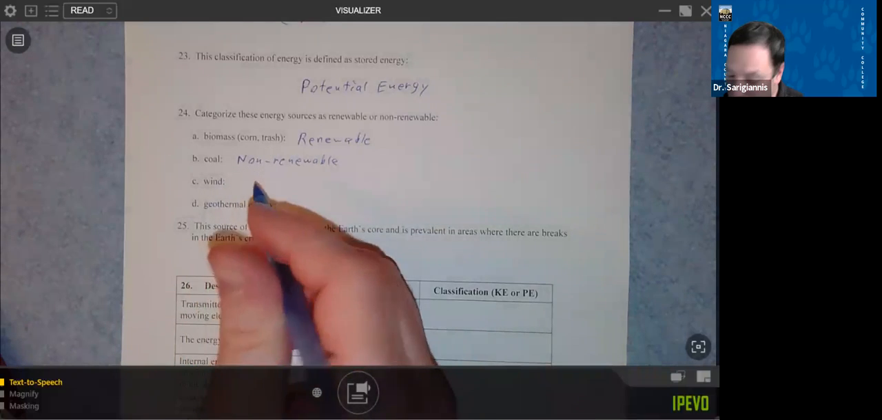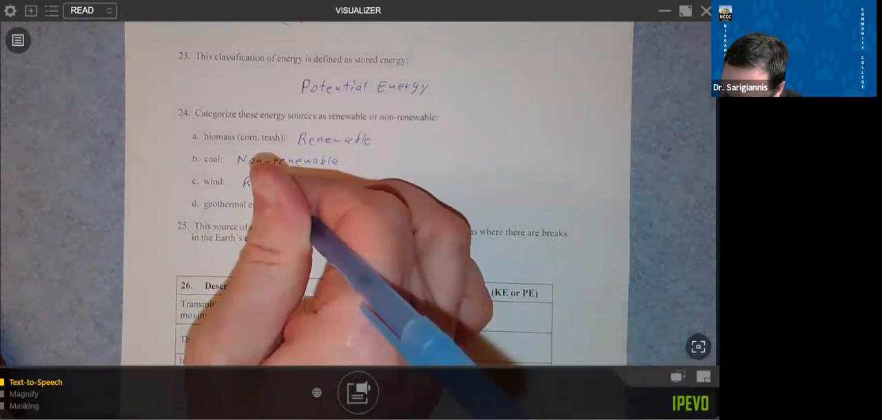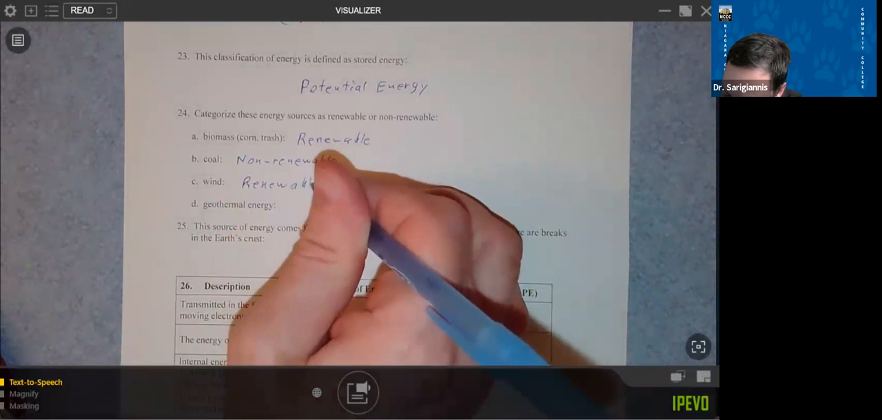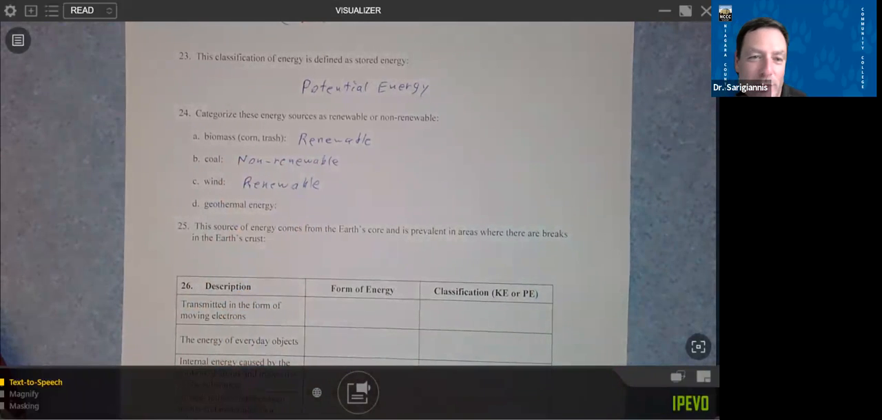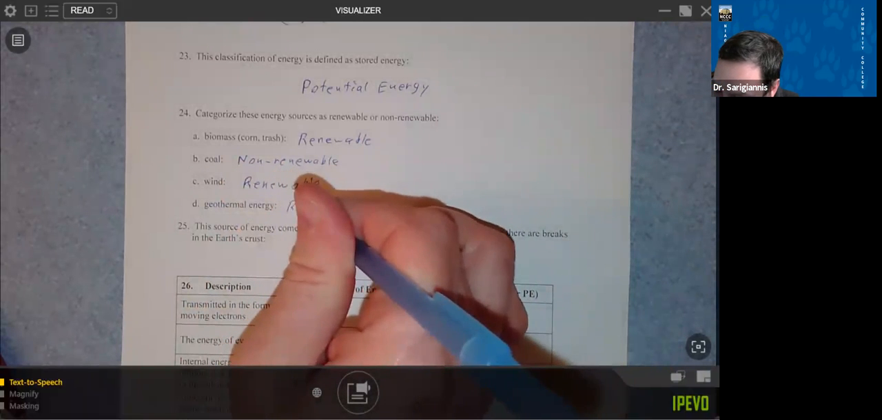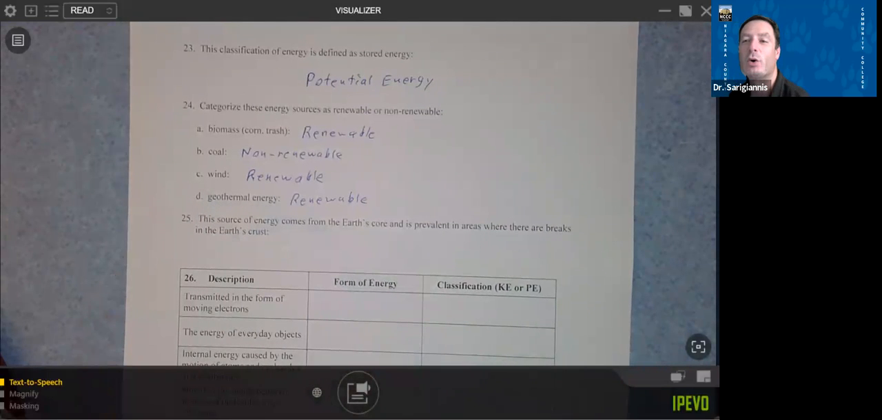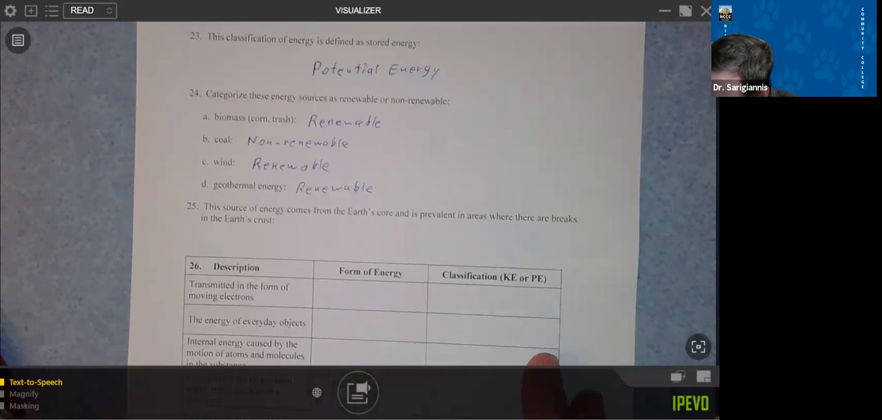Wind is a renewable resource. In fact, the energy for the wind comes from the sun, so that's something that's always continually being resupplied. And then geothermal energy, that's also renewable. Right. So this is the energy inside the core of the Earth, and that's considered a renewable source. We shouldn't run out of that in any reasonable period of time. If we do, then the Earth is going to get too cold for us to survive.